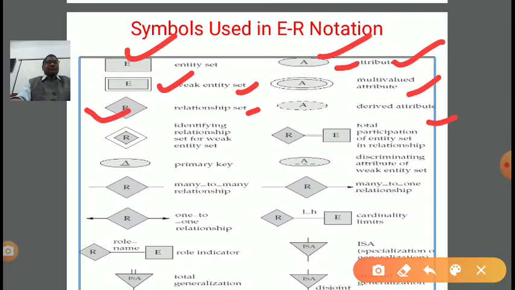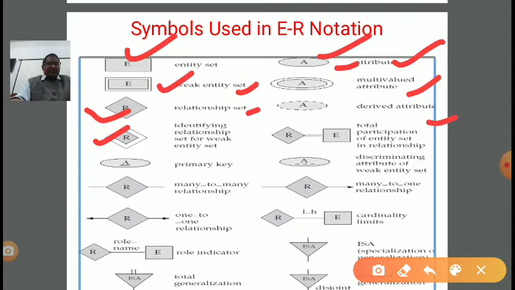So if we are deriving some attribute with the help of some existing attribute, the attribute is called a derived attribute. In this case, current age is an attribute which is derived from the date of birth attribute and system date attribute, right? Next is the double rectangle. Inside the double rectangle, if we are writing a relationship, then it means this relationship involves at least one entity which is a weak entity. So it identifies a relationship set for a weak entity set, right?